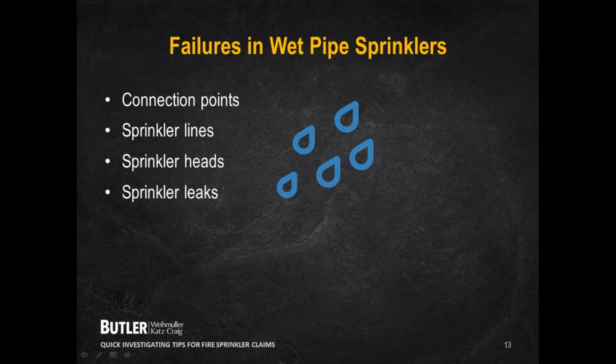I've looked at a few manufacturing defects of sprinkler heads, but they did not go anywhere. There just wasn't enough supporting data to prove it. I have not had any successful fire sprinkler manufacturing defect cases. They haven't come across my desk, but maybe you folks have had those. And then fire sprinkler leaks. So those are some of the common ways that the wet sprinkler pipes can fail.